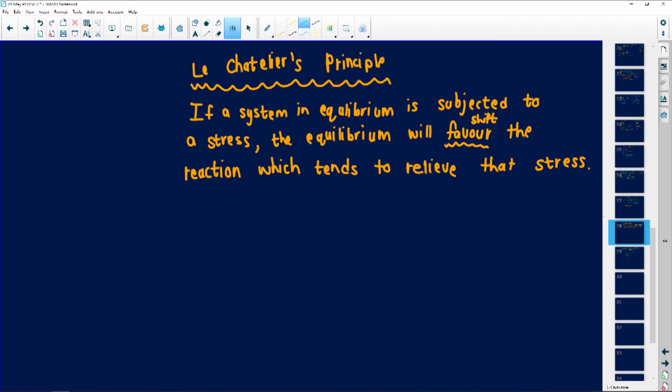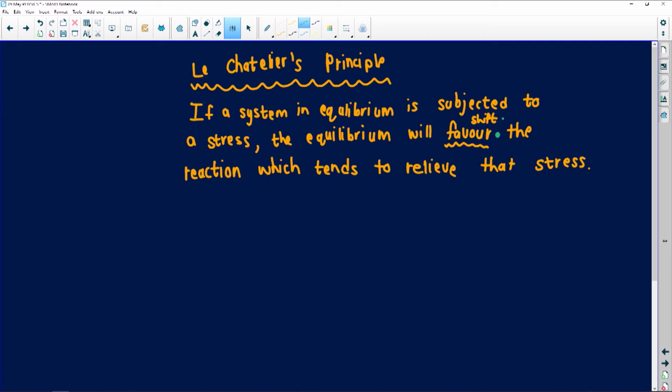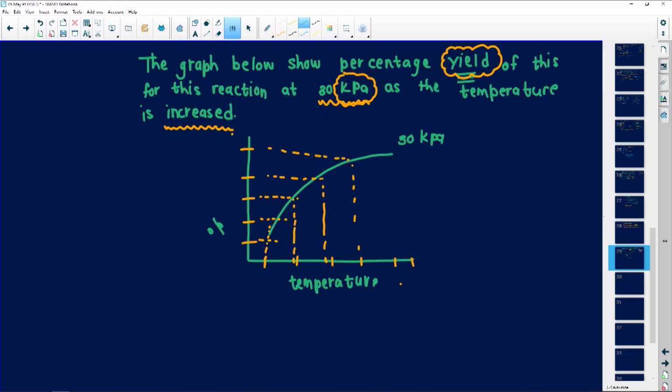So Le Chatelier says, if a system in equilibrium is subjected to a stress, the equilibrium will favor or shift in a direction which tends to relieve that stress. Remember, we can write favor or we can write shift, but the equilibrium never moves. Do not make that mistake. The examiners are going to give you trouble. If this is for 3 marks, you don't want to lose all those marks and just get 1. So moving on, we've already answered Le Chatelier's principle.